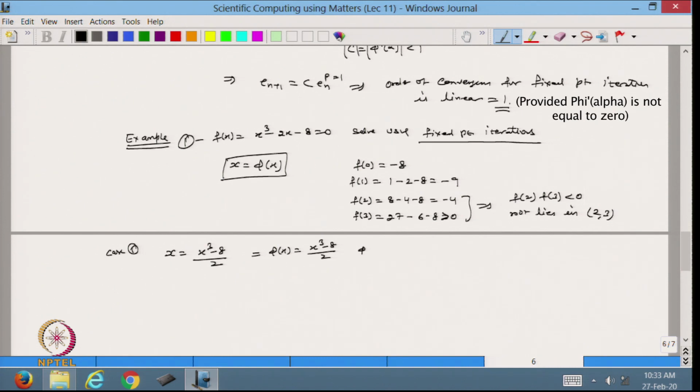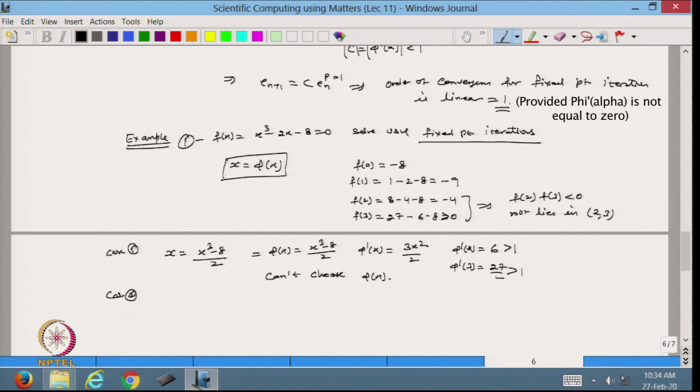Now, if I find phi dash x, it will be 3x square by 2, that is it. If I put 2 here, phi dash at 2 will be 6, which is greater than 1. Phi dash at 3 will be 27 by 2, so that is also greater than 1. So, in this case I cannot choose this phi x. I will take case 2.